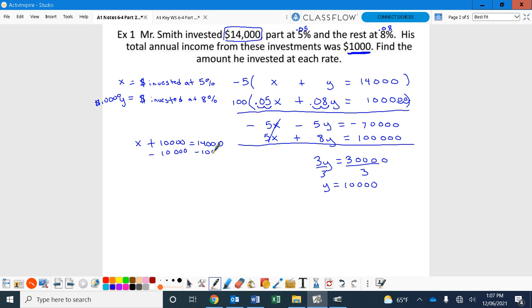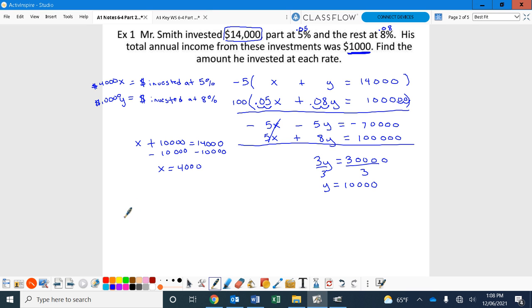Minus 10,000 minus 10,000, and x equals 4,000. Now that 4,000 is 4,000 what? Dollars. So when I write it up here, I'm going to put $4,000. Because what's my last step? Every single time, my last step is to do what?